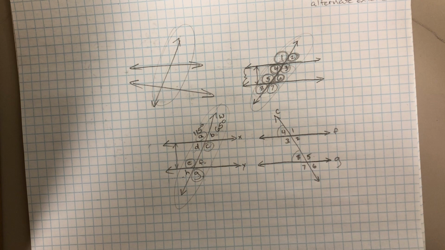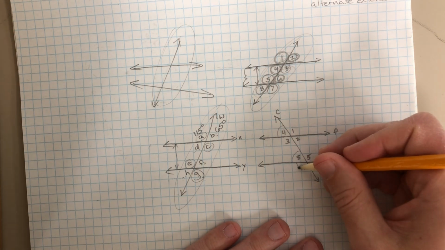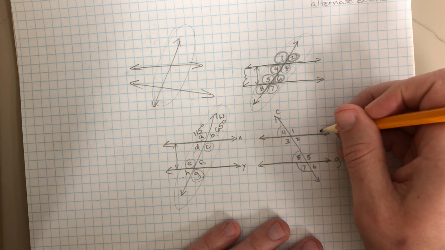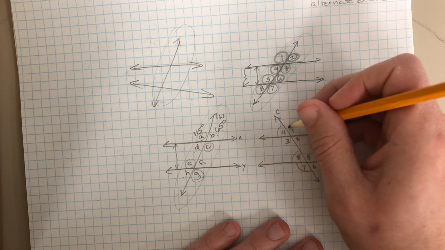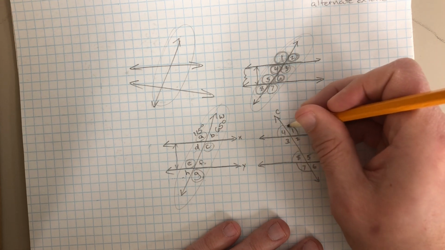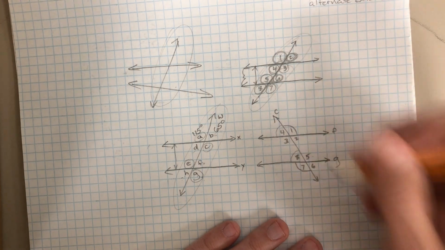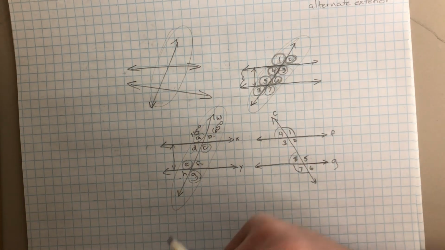And D, which angle is an alternate exterior with 7? Alternate exterior, so 7 would be the other side, exterior, 1. 7 and 1, so 1 would be the alternate exterior.